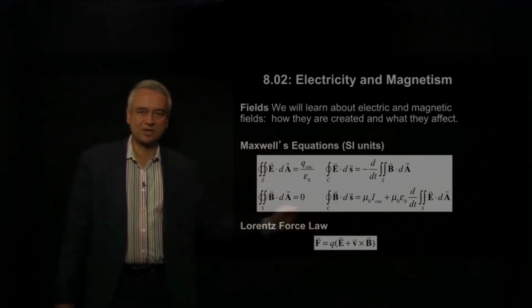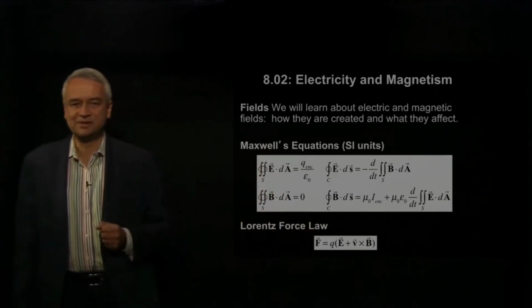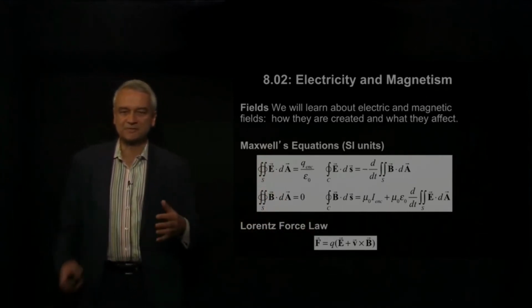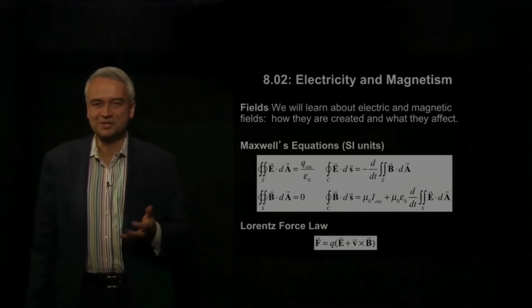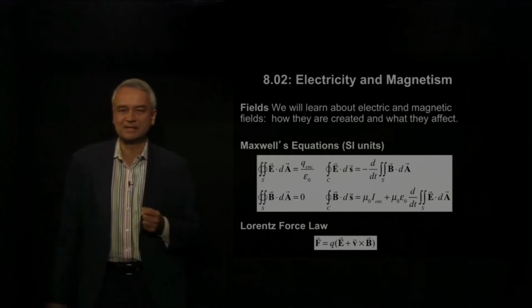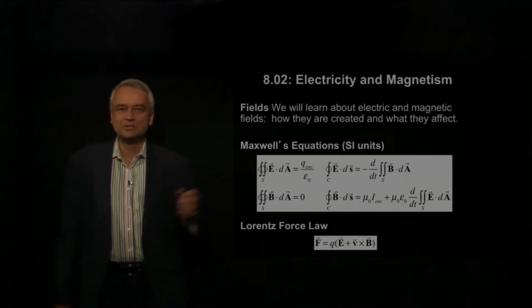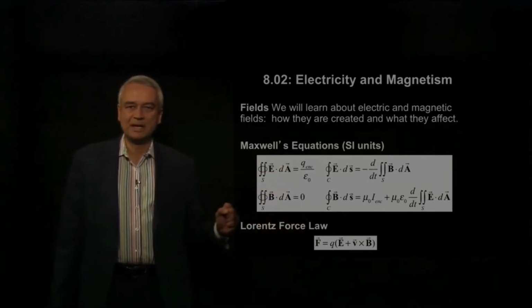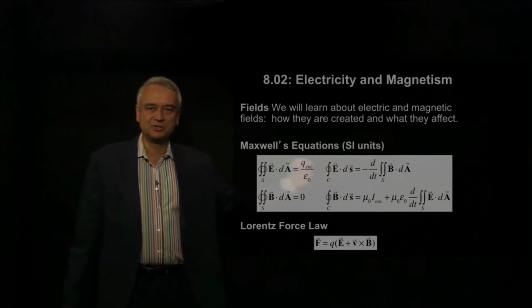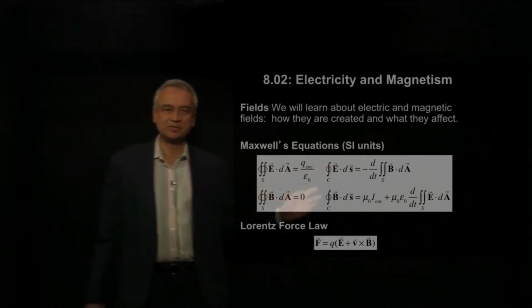We have the Lorentz force law, which tells us what electric and magnetic fields do to charges. An electric field exerts a force on a charge. A magnetic field exerts a force on a charge only if that charge is moving, and then the force is perpendicular to V and B. So we have two of Maxwell's equations, and we have the force law. And what's left in terms of building up the fundamentals are these other two equations here.